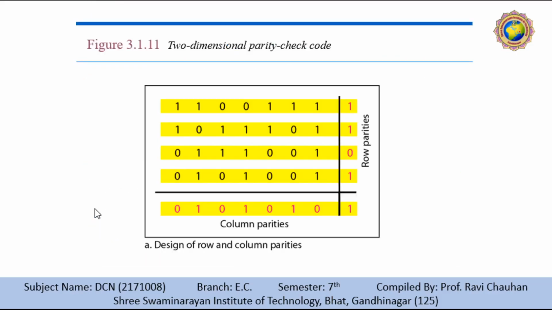In our figure, the data to be sent are 5 7-bit words, 1 2 3 4 and 5. The 5 7-bit words are put in separate rows. For each row and each column, one parity check bit is calculated. The whole table is then sent to the receiver, which finds the syndrome for each row and each column.